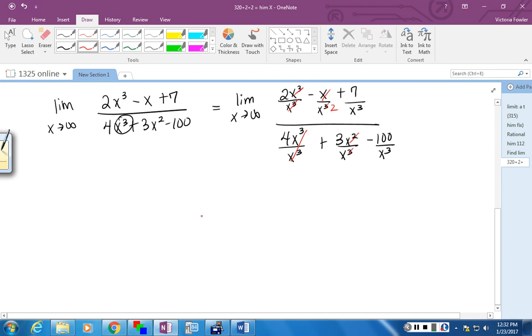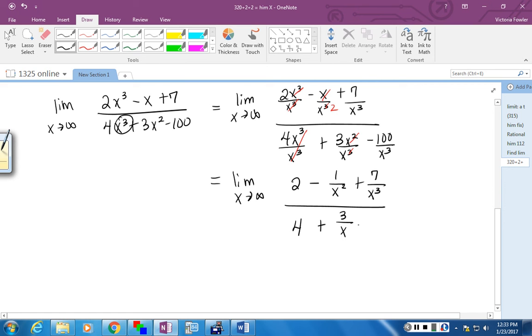Okay, and so perhaps we rewrite this. We see what we're dealing with. The limit as x goes to infinity of 2 minus 1 over x squared plus 7 over x cubed, all over 4 plus 3 over x minus 100 over x cubed. Okay, and remember those properties say I can take and apply the limit to each one of these little pieces.